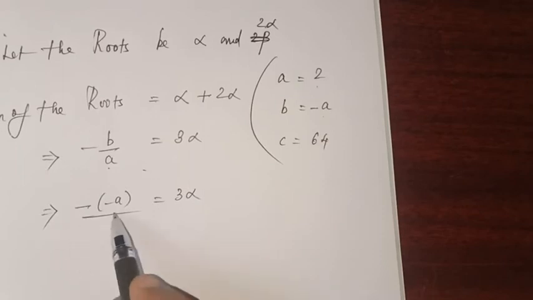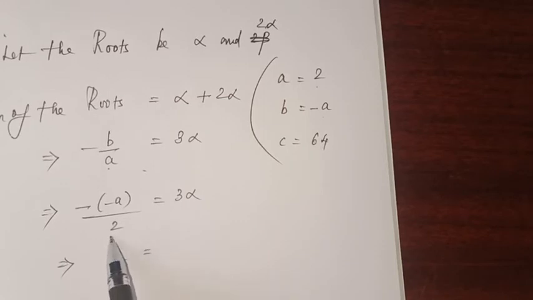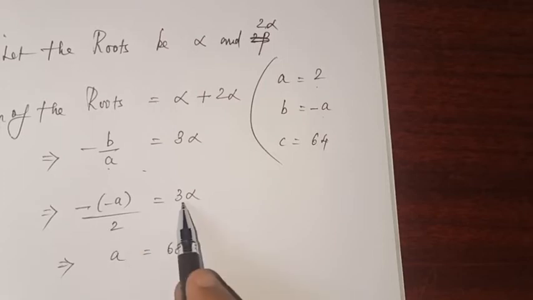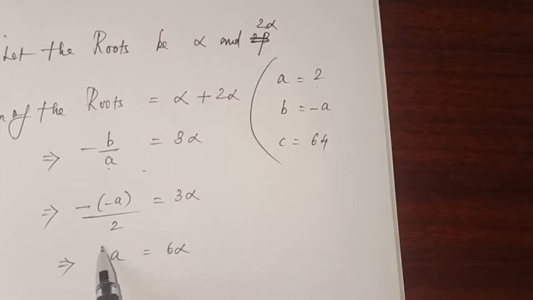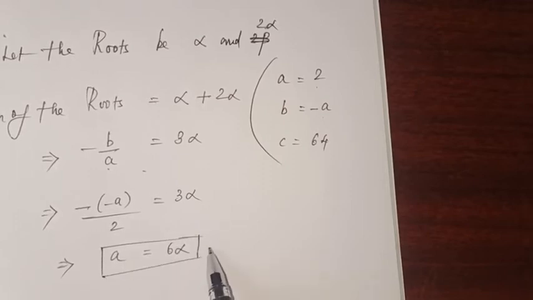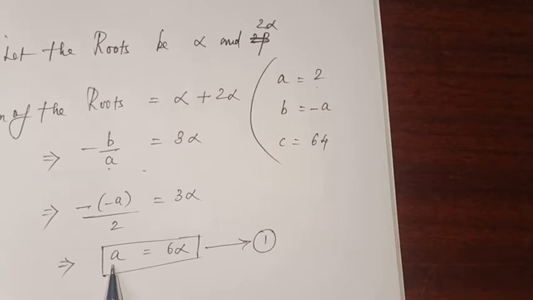Now minus into minus is plus. So a equals, cross multiply, 2 into 3 alpha, that is 6 alpha. 2 threes are 6, 6 into alpha, 6 alpha. Let it be number 1. If we know the value of alpha, you can find the value of a.